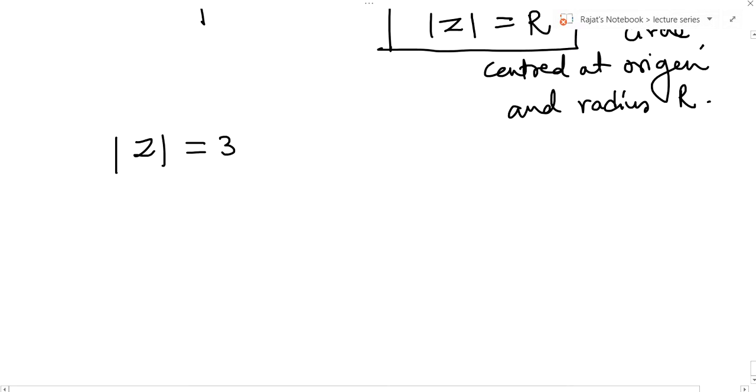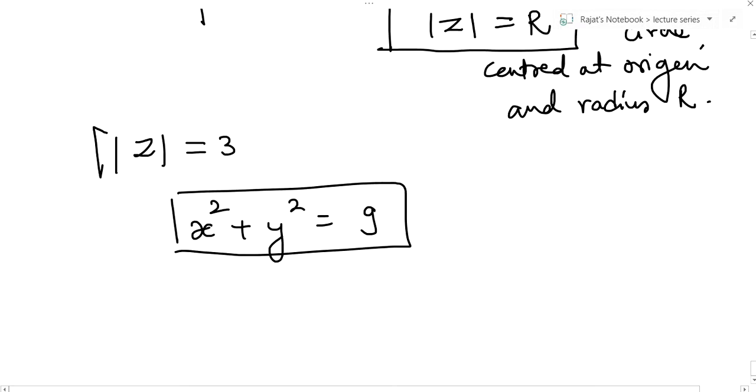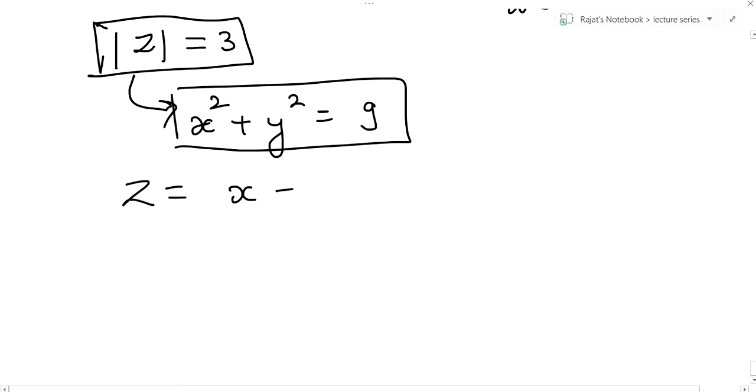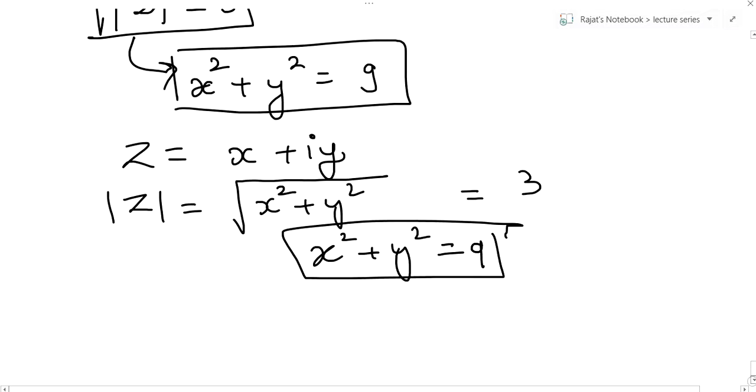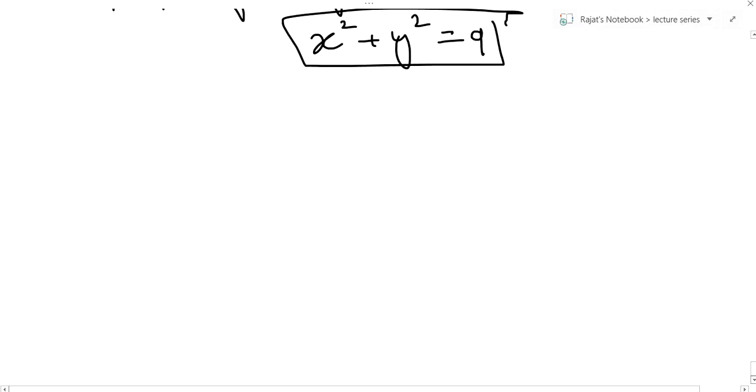If I ask you write the same thing in Cartesian form, then what will you do? If you remember, the form in Cartesian is x square plus y square is equal to r square. So x square plus y square is equal to r square, so 9. This is the Cartesian form, this is the complex form, and in fact we can go from complex form to Cartesian form also very easily. Z can be assumed as x plus iy, any general point. So mod z will be nothing but square root of x square plus y square, and look at the equation, this is equal to 3, so x square plus y square is equal to 9. So it's very easy to convert from one form to another. So this is the locus of circle centered at the origin.